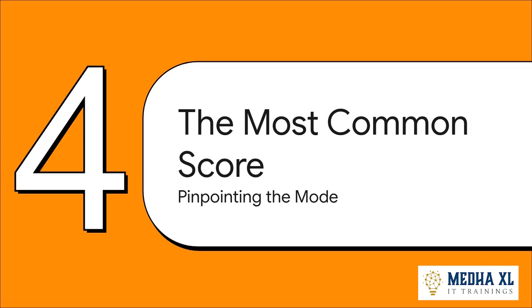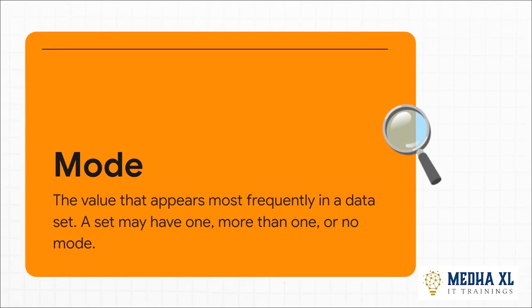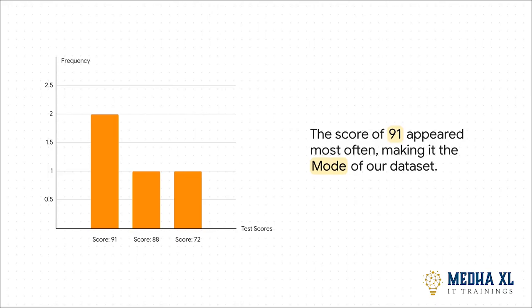This one is all about what's most common. The mode is quite simply the number that shows up most often in your list. It's the most popular, the most frequent value. And like the definition says, it's totally possible to have more than one mode. Or if every number just shows up once, you might have no mode at all. This chart makes it really, really easy to spot. You can see it instantly, right? The tallest bar belongs to the score of 91. It showed up twice, while every other score only appeared once. That makes it the most common score in our dataset, which means it's the mode.